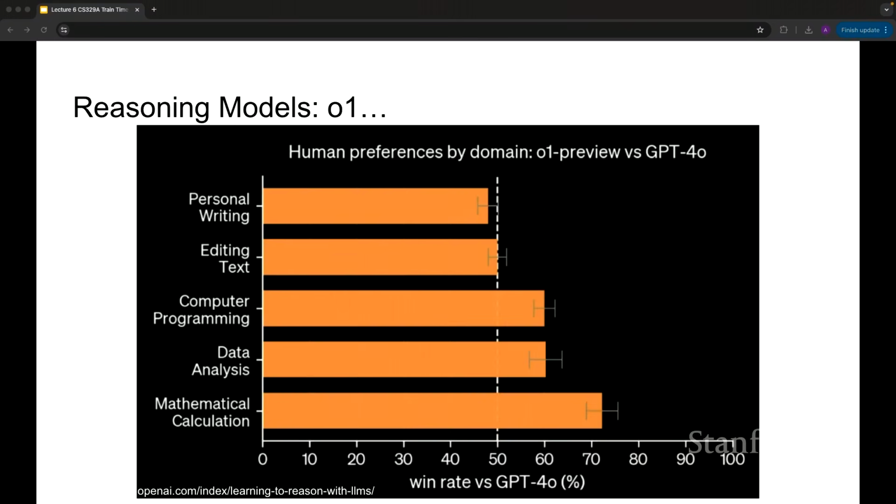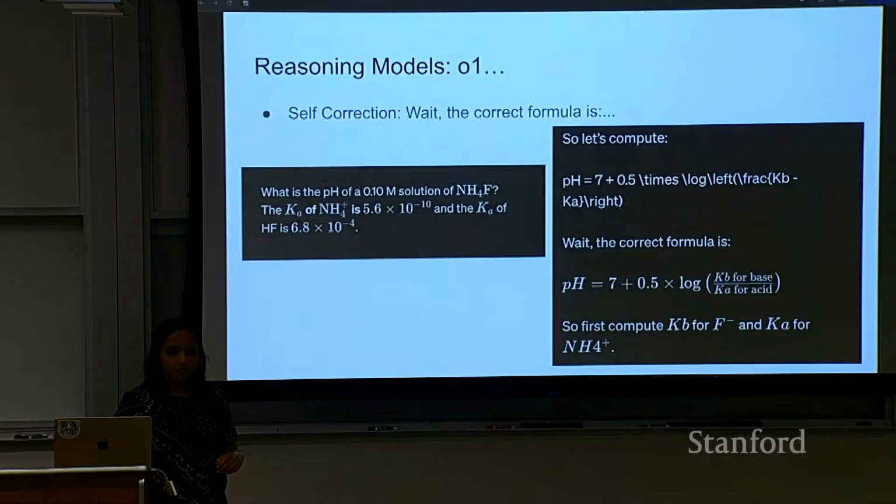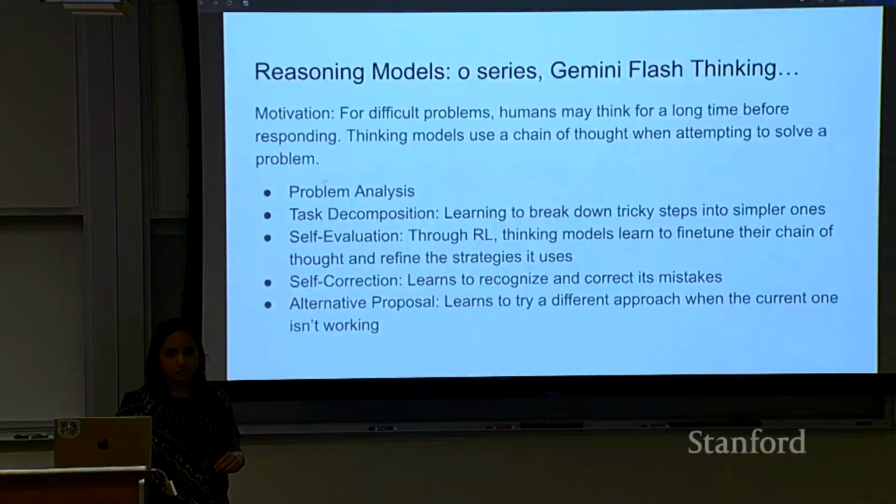Win rate means that if you were to give humans output from GPT-4o versus thinking models, personal writing and editing text may not see as much gains, but domains which have the ability to verify and close the loop see more gains. Questions?